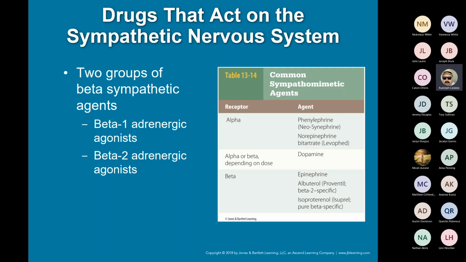Again, beta 1, beta 2, beta 1 referring to heart, beta 2 referring to lungs, alpha. You can have medications that do both, such as epinephrine, as you see in the bottom right there. Epinephrine has beta properties as well because it opens up the lungs. It increases the heart rate. It's adrenaline. Epinephrine is adrenaline.